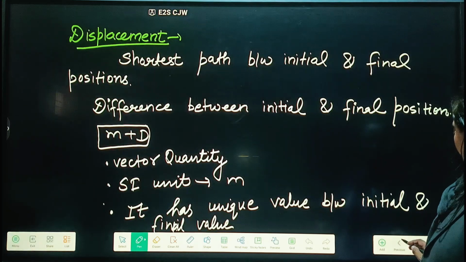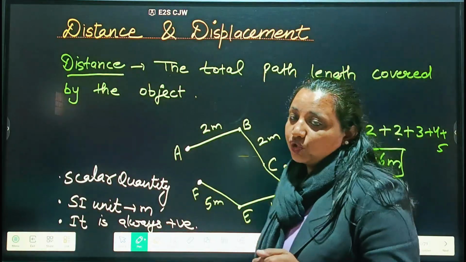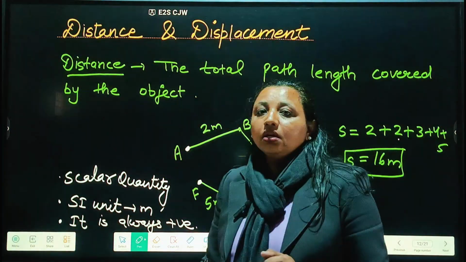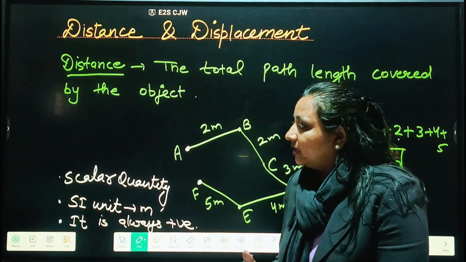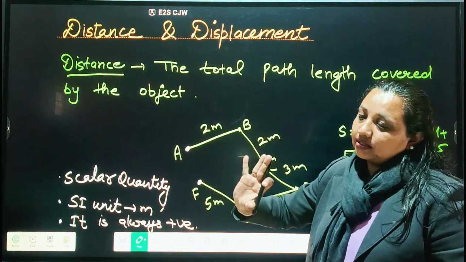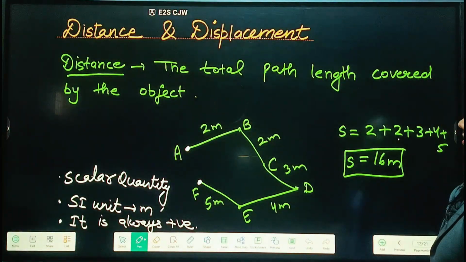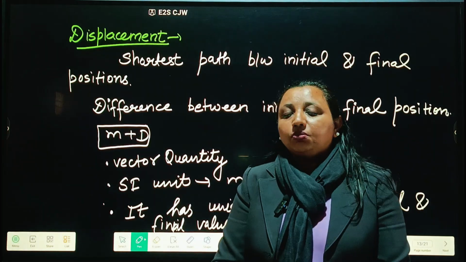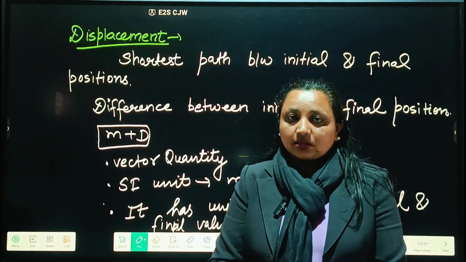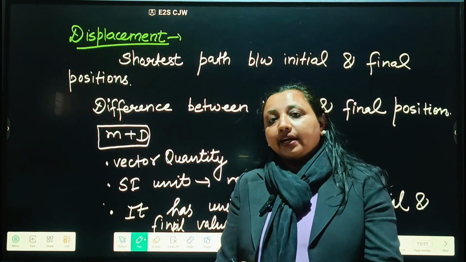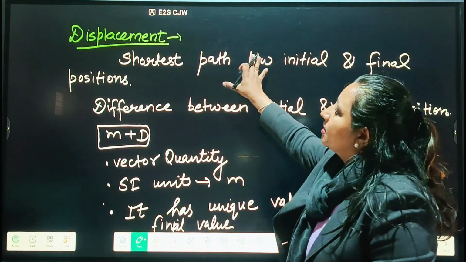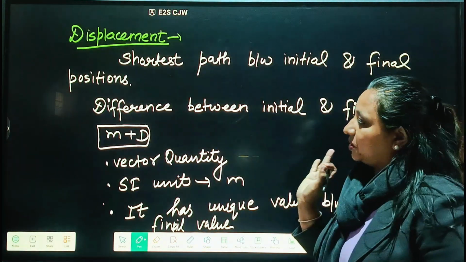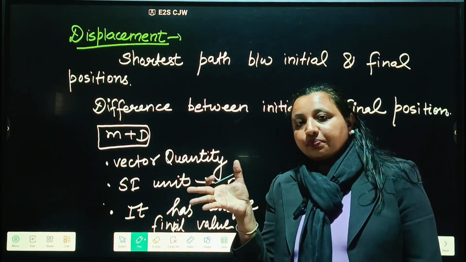ठीक है, and it has many values between the initial and the final position. This is the initial one, this is the final one. So there are many values of the distance between two points. ठीक है, so that is distance. If we talk about displacement, it is the shortest path between the initial and the final points. From the starting point to the end point, it is the shortest distance, or we can also define the difference between the initial and the final position as displacement.